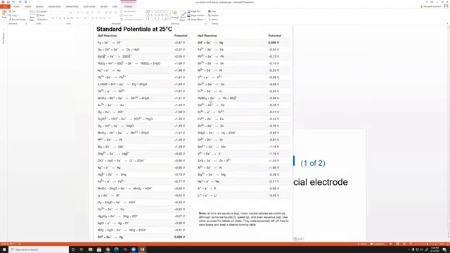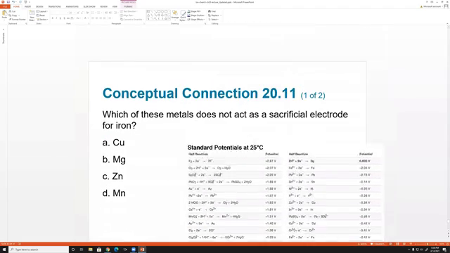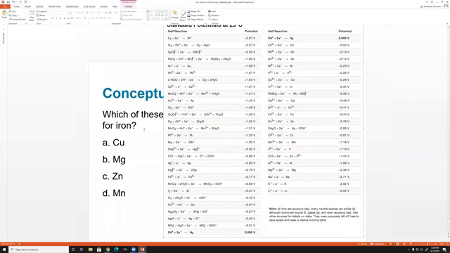All right. So we need a list. We have copper, magnesium, zinc, manganese. So which one of them is not the sacrificial electrode? The sacrificial electrode is going to be one that has a lower reduction potential than iron, meaning it's more likely to be oxidized than iron. So which one is not more likely? Which one is higher than iron is what we're looking for.